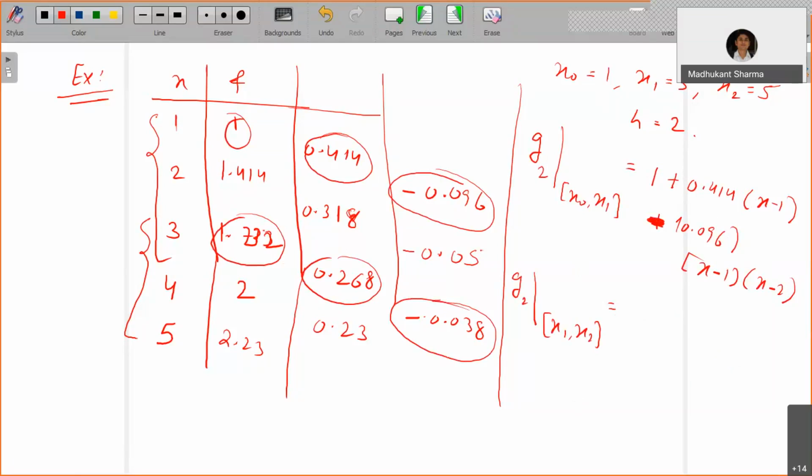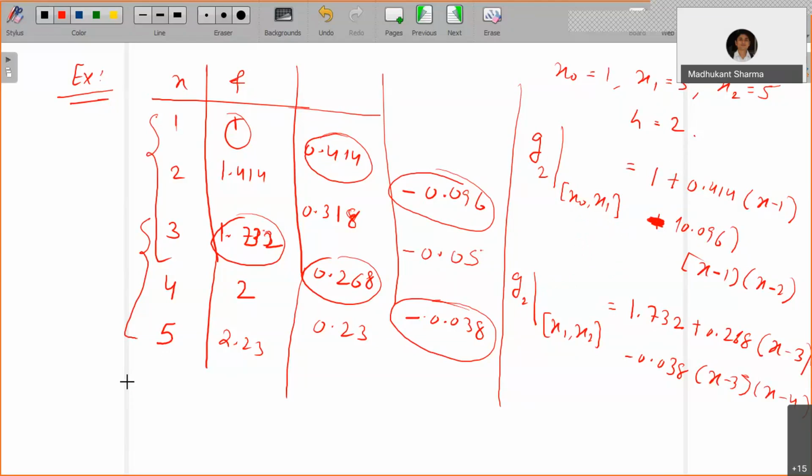So that is equal to 1.732 plus 0.268 times x minus 3 minus 0.038 times x minus 3 into x minus 4. Now you can verify that at x1 equal to 3, this is 0, this is 1.732. So at x equal to x1 equal to 3, this is 3 minus 2, this is 3 minus 1, this is 3 minus 1, and you keep all the things.